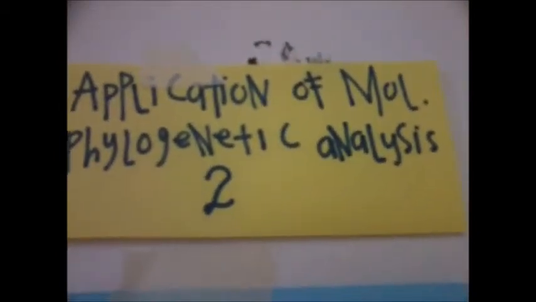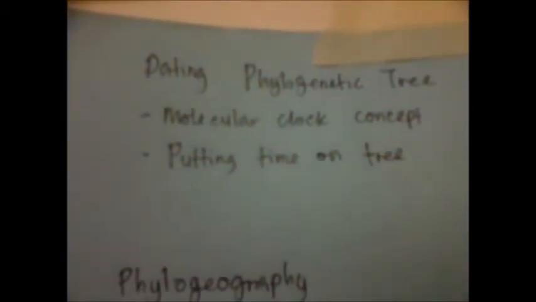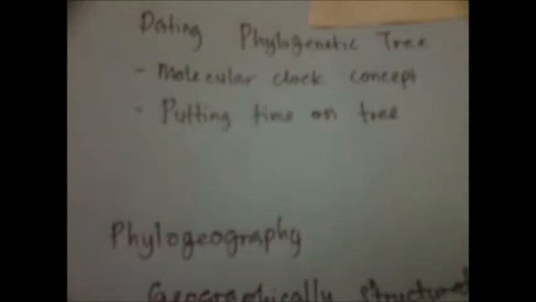And we will go on with week 13, where application of molecular phylogenetic analysis part 2 has three parts. The first part is dating phylogenetics, where we will use the molecular clock concept, or putting time on the tree. The second concept is phylogeography, where we will see geographically structured genetic signal within and among the species. The third concept is phylogenetic signal, where there is a tendency for related species to resemble each other.